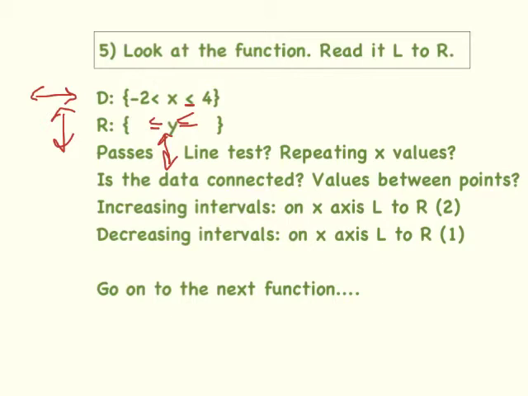On continuous or discrete, I'm going to give you a hint. Ask yourself, is the data connected? Are there values between the points? And if there are, then it's continuous. So the next question, on what intervals is it increasing? Look at your x-axis, left to right. There are 2 intervals where it's increasing, and I don't have room to write it down, but that would be from -2 to 0, and from +2 to 4. Now fill in your decreasing intervals, knowing what you know about the increasing intervals, and go on to the next function. It's tricky, but the sub can help you with some hints.